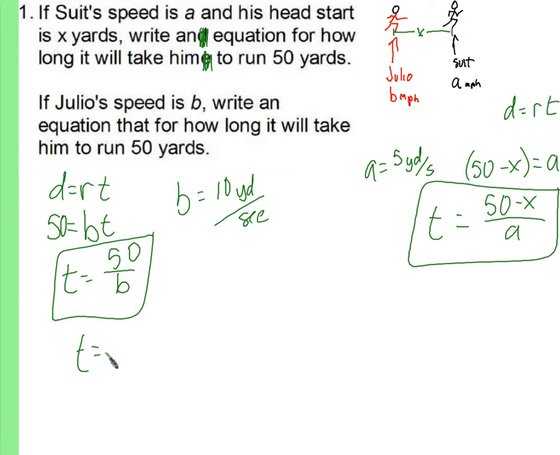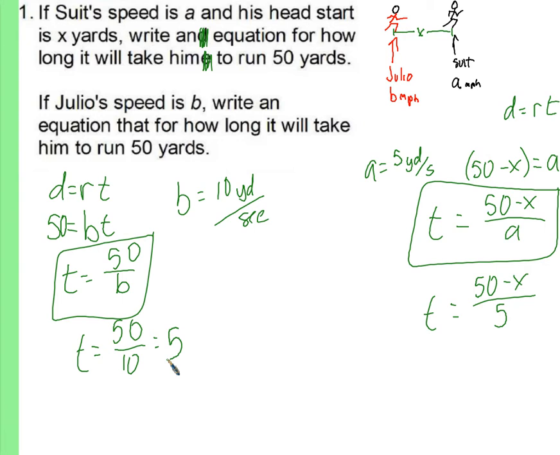This is almost too easy now. 50 divided by 10, and t equals 50 minus x divided by 5. T equals 5. So that makes it really easy, right? We know the time is 5. 5 what? Seconds. It takes him 5 seconds.